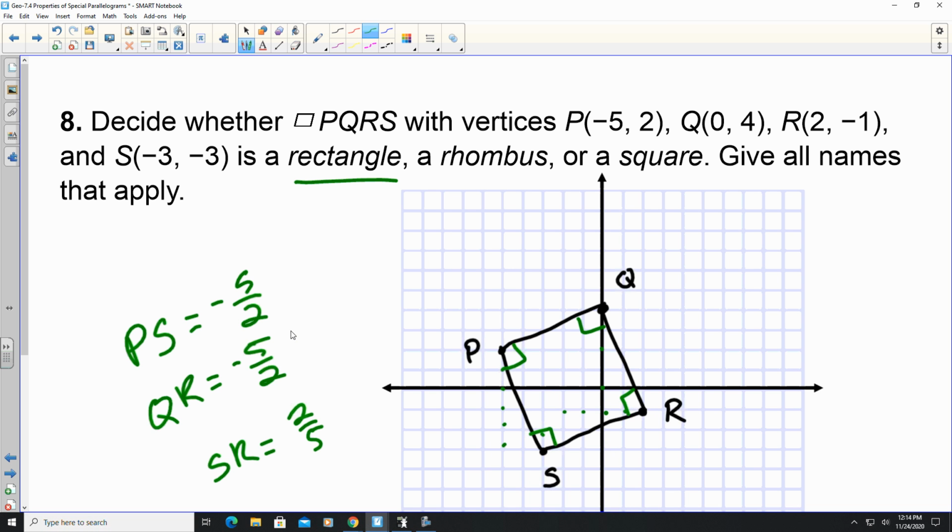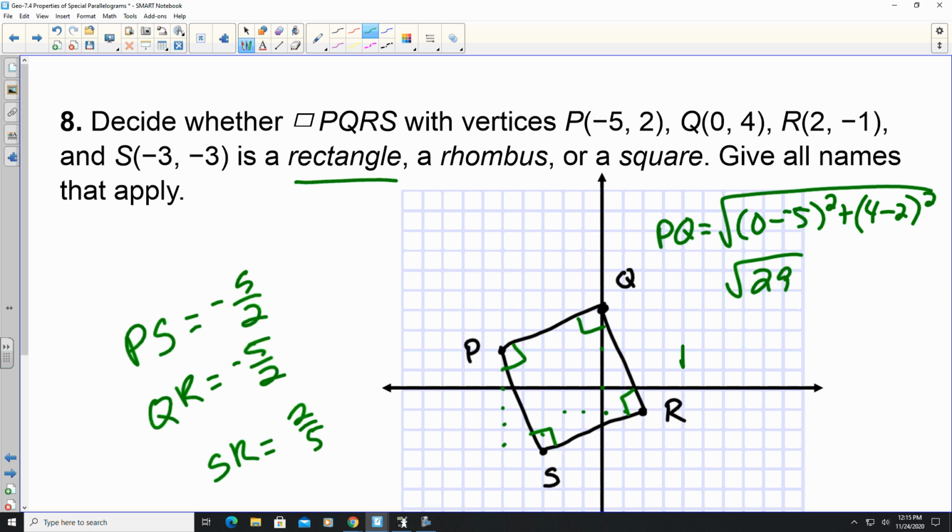Now what I want to know is, are PQ and, say, PS the same? So if I found the distance of PQ, this is going to be equal to the square root of 0 minus -5 squared plus 4 minus 2 squared. So that gets me what? 5 squared, which is 25, plus 4 minus 2, which is 2. Square that, it's just 4, so square root of 29.